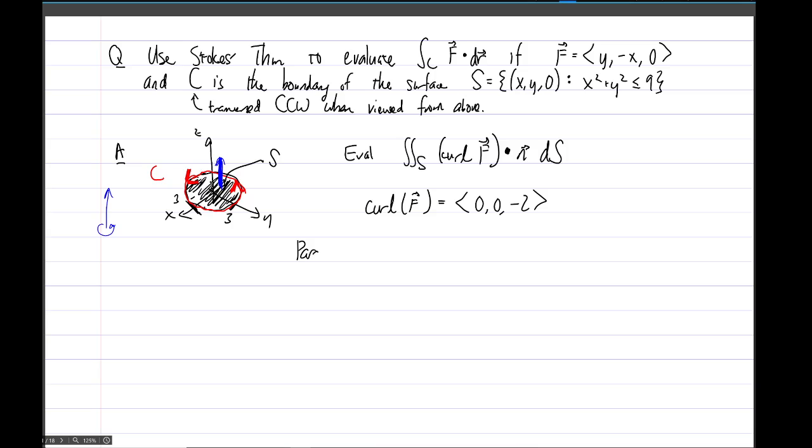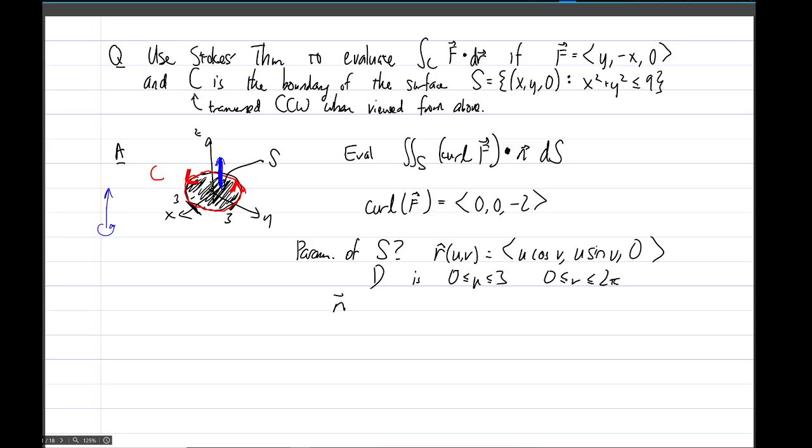And then a parameterization of the surface S. And there are lots of choices, but the one I'd like to go with right now is r of u, v equals angle bracket u cosine v, u sine v, 0. So this one's inspired by polar coordinates. The parameter domain D is, well, u should go between 0 and 3, and v should go between 0 and 2 pi.